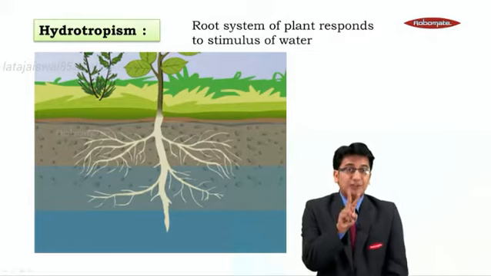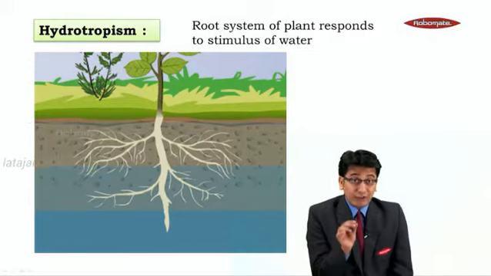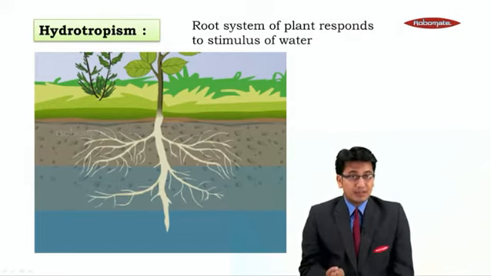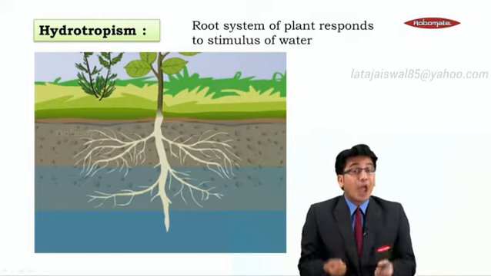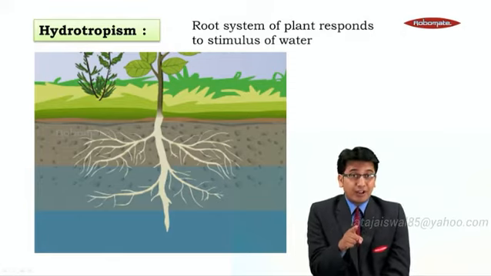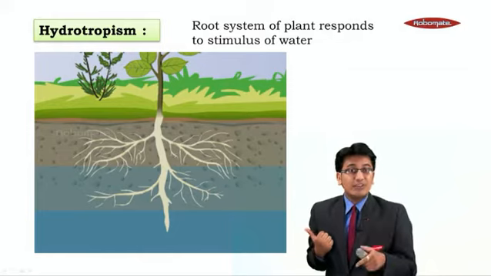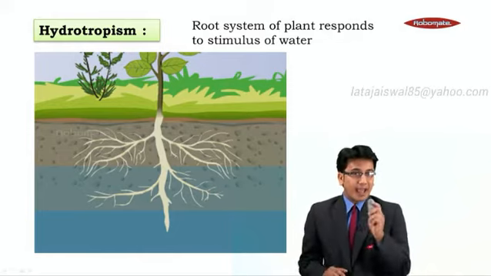Don't confuse between gravitropism and hydrotropism. Gravitropism is the movement because of the gravity, and hydrotropism is the movement towards the water. When they both are present, the roots will prefer hydrotropism because they are moving towards gravity in search of the water. So hydrotropism and gravitropism.